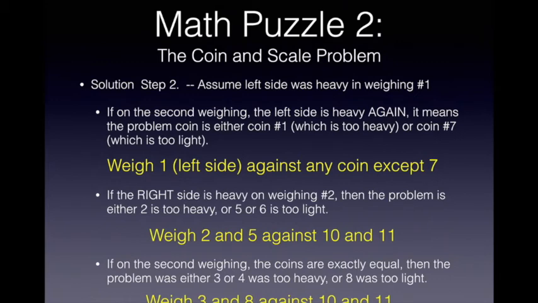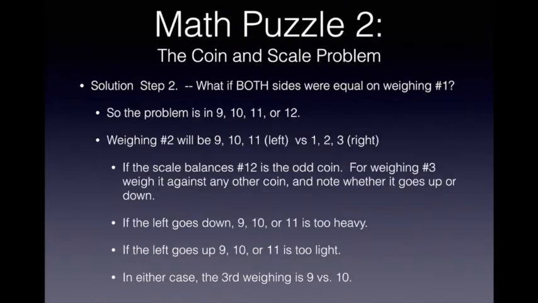All right, so that only leaves us with one possibility, which was, what if both sides were exactly equal on the first weighing? Well, if both sides were exactly equal on the first weighing, then we know 1, 2, 3, 4, 5, 6, 7, and 8 are all good coins. So the problem must be coin 9, 10, 11, or 12. So on the second weighing, we're going to weigh 9, 10, and 11 against coins 1, 2, and 3, which we know to be good.